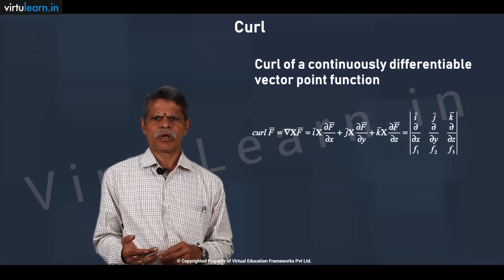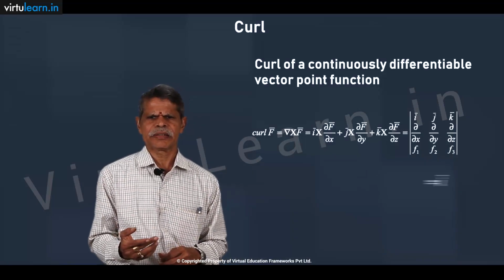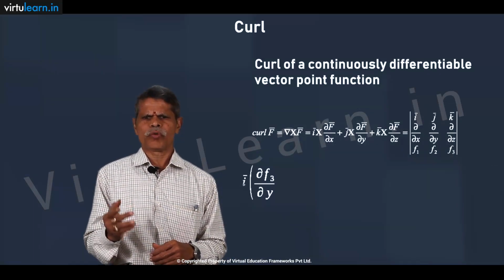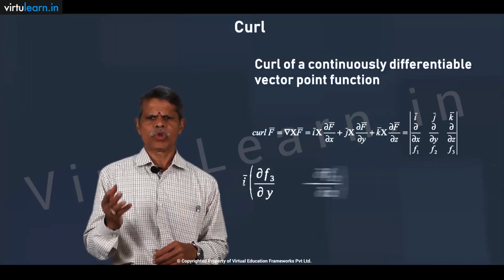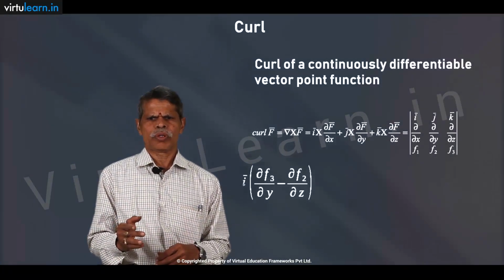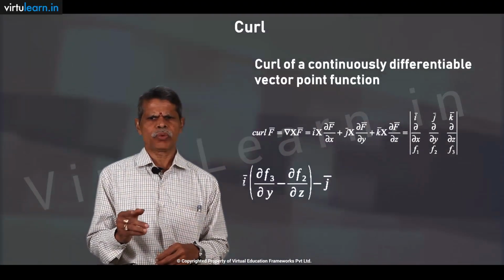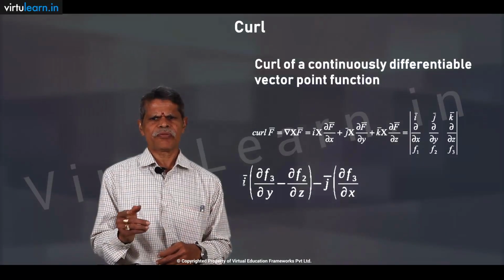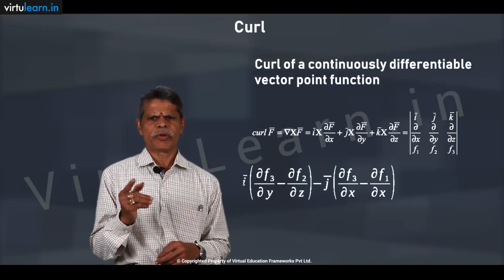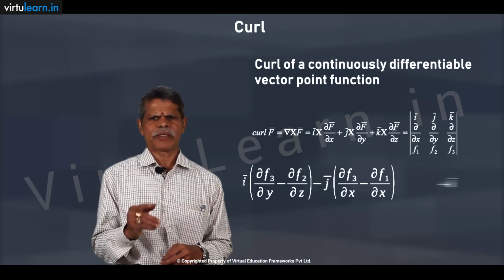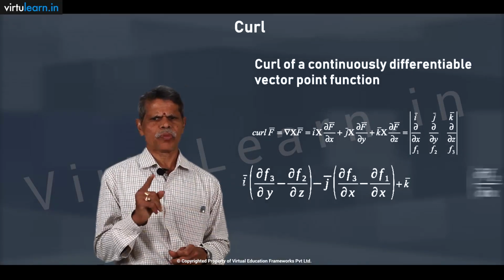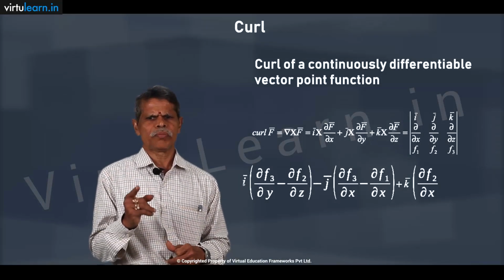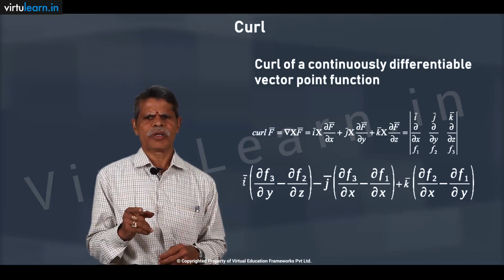In expanded form, we can write it as i bar into dou by dou y of f3 minus dou by dou z of f2, then minus j bar into dou by dou x of f3 minus dou by dou z of f1, plus k bar into dou by dou x of f2 minus dou by dou y of f1.